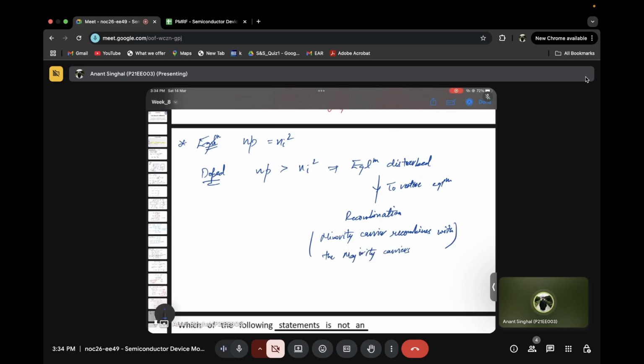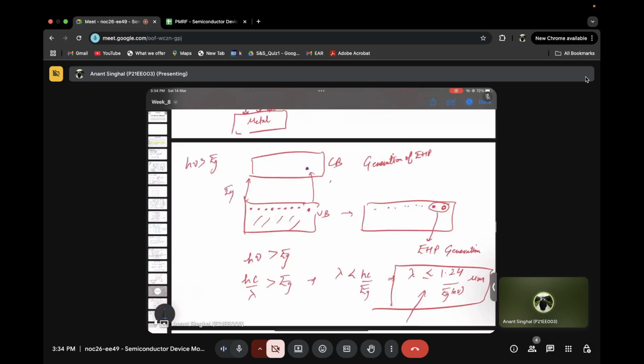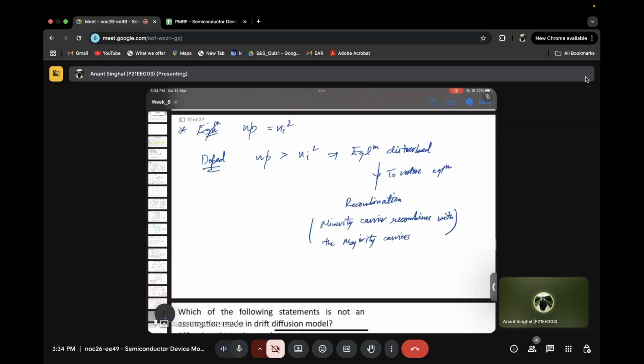Here, for example, you will see that this electron that has gone up to the conduction band will lose energy and again recombine with this hole. So the minority carrier, the hole in this case, gets recombined with the majority carriers, the electrons. So this process is what we call recombination.